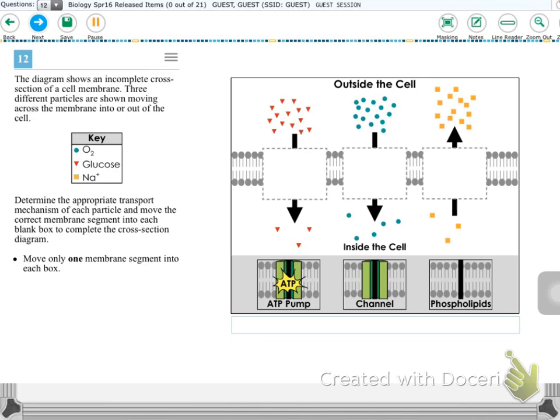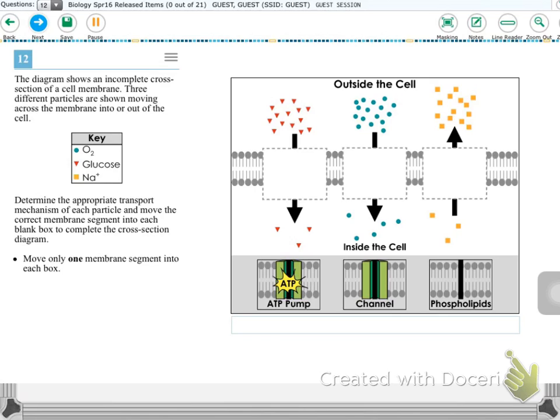What do you know about ATP? Have you heard anything about ATP ever? ATP is a molecule that cells manufacture for energy. It's basically gasoline for the cell.